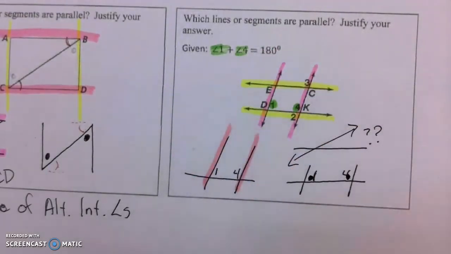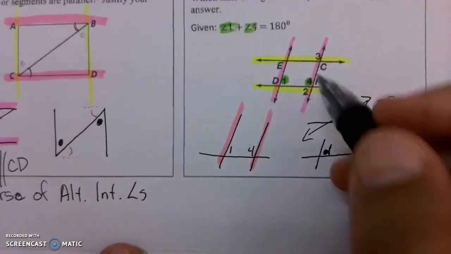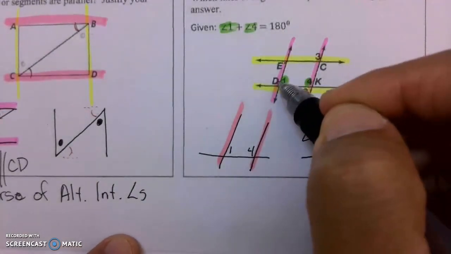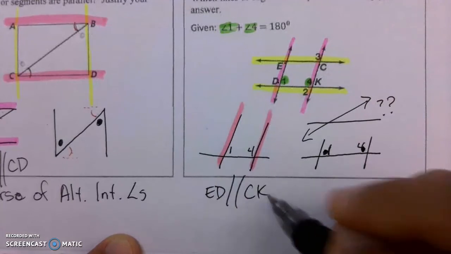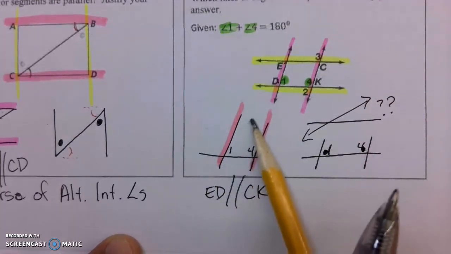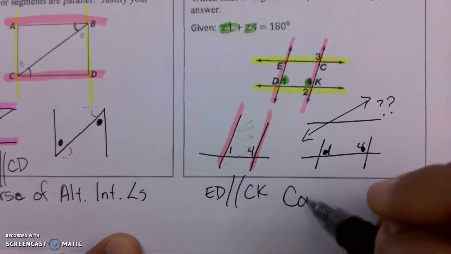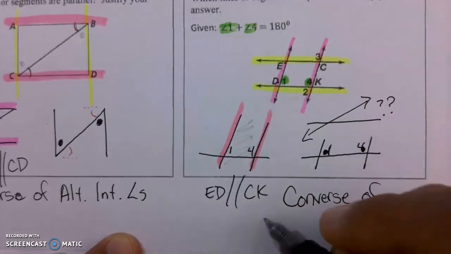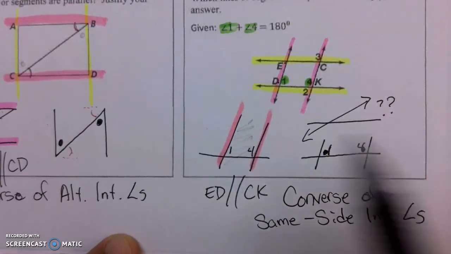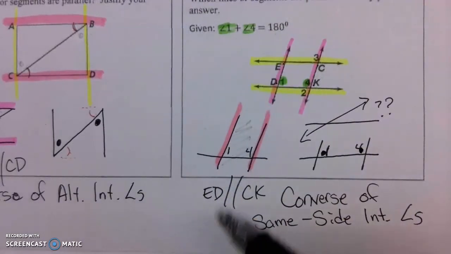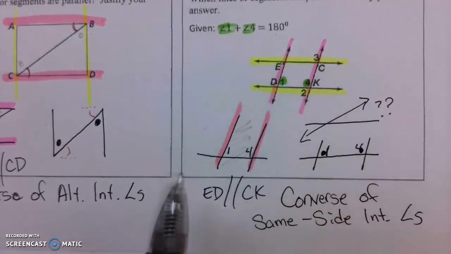It's these pink lines that are going up and down. So we're going to label this pink line ED is parallel to pink line CK. And the reason why, now these are interior angles on the same side. This is converse of same side interior angles. When the interior angles add up to 180, that makes the pink lines parallel. Okay, so you've got to look at the angles and which set of lines they affect. Now, we don't really know if the yellows are parallel. They could be, but you don't want to assume it based on angle 1 and 4 in green.